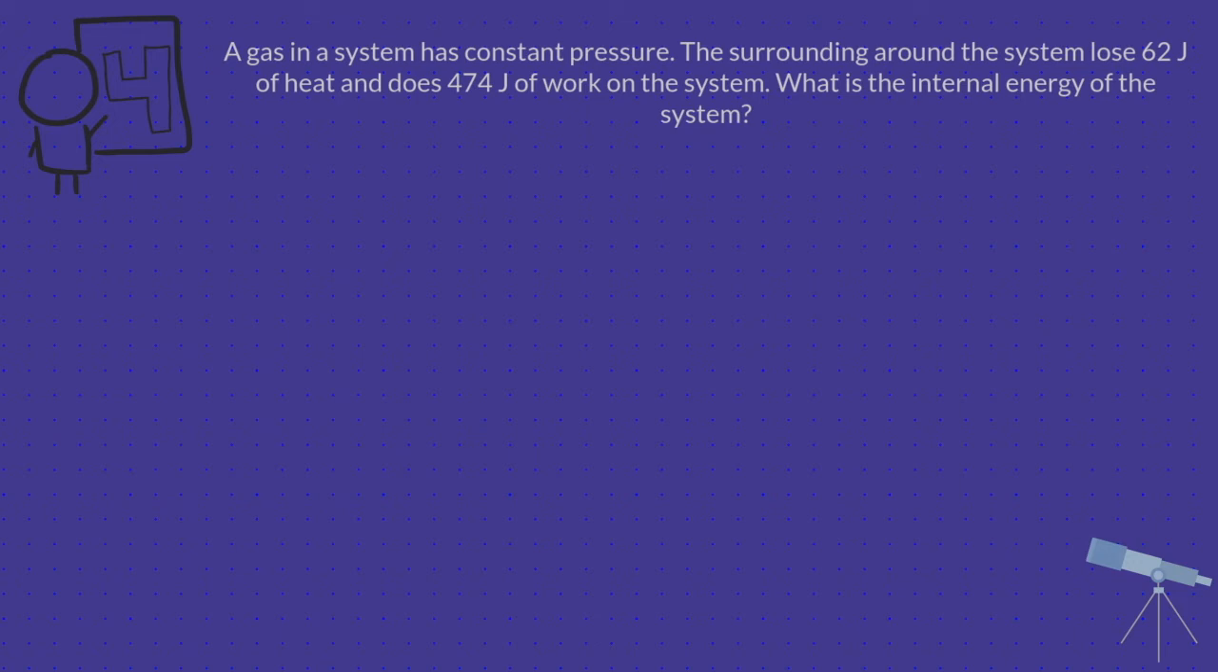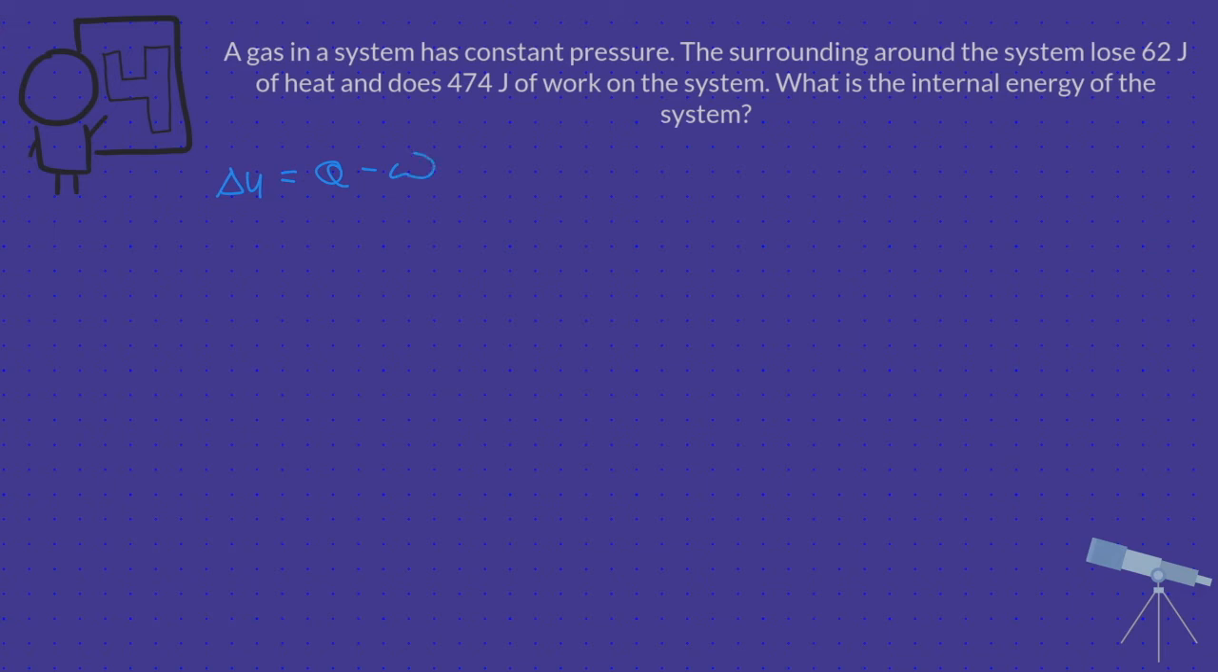Moving on to question number 4. A gas in a system has constant pressure. The surrounding around the system loses 62 joule of heat and does 474 joule of work on the system. What is the internal energy of the system? In this case, you are asked to calculate the internal energy for the system. The formula is delta U is equivalent to Q minus W, right?